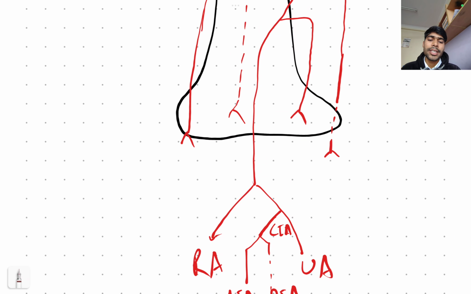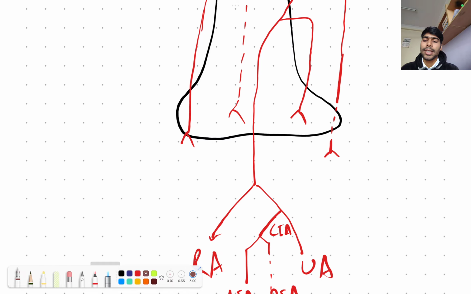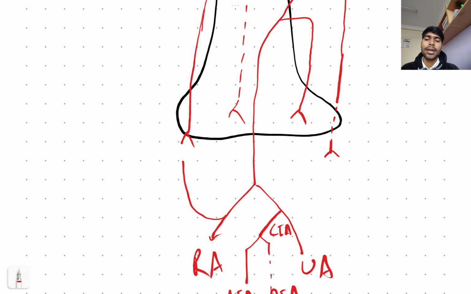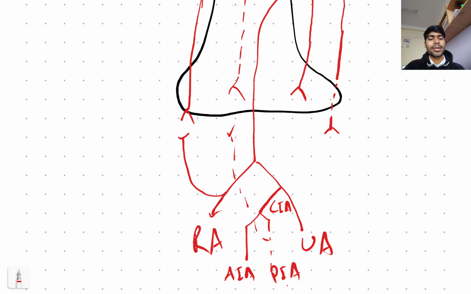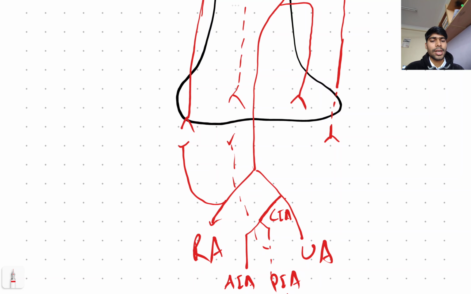This radial artery gives one recurrent branch, that is the radial recurrent artery. And this posterior interosseous artery, which is a branch of the common interosseous artery, and the common interosseous artery is a branch of the ulnar artery, gives one branch, that is the interosseous recurrent artery. This ulnar artery further gives two branches, that is the anterior ulnar recurrent artery and posterior ulnar recurrent artery.